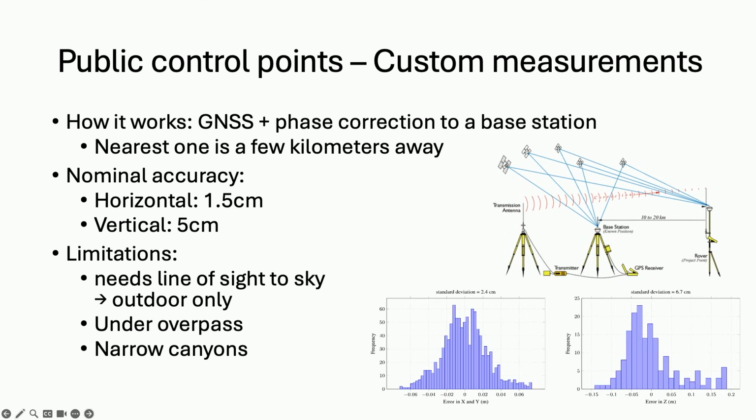Indoors, we need to resort to more sophisticated surveying instruments such as total stations, which is beyond the scope of this dataset. And this outdoor GNSS RTK stick has a nominal accuracy of 1.5 centimeters horizontally and around 5 centimeters vertically. The vertical accuracy highly depends on the line of sight.